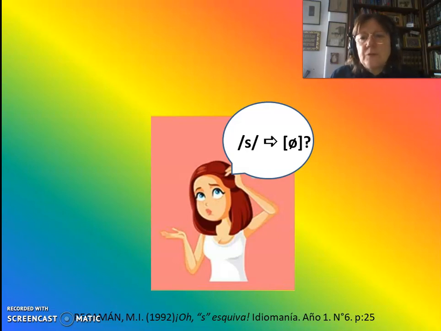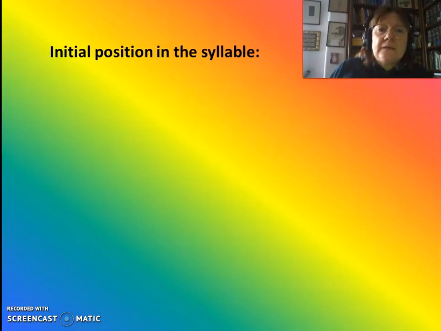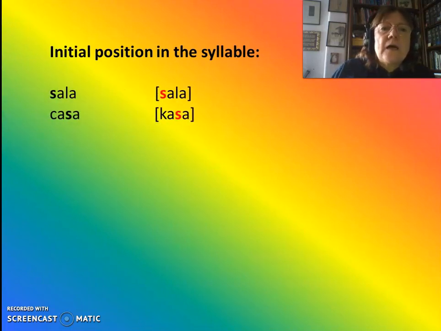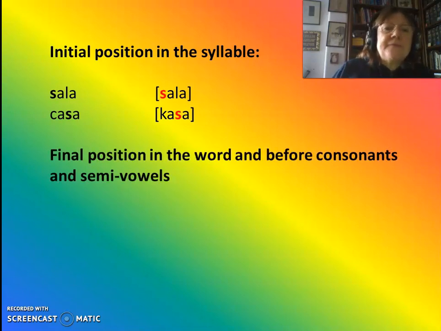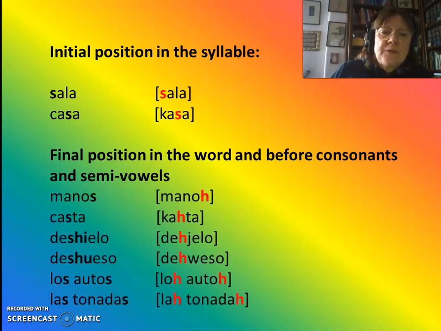That is, that we don't pronounce anything in the place where the letter S appears in the written form. Marisa explained that in initial position in the syllable, we always pronounce the voiceless alveolar fricative. That is the case of "sala" and "casa." But when the letter appears in final position in the word or before consonants and semivowels, what we actually produce is a glottal approximant.